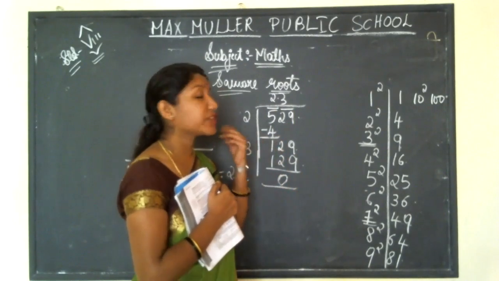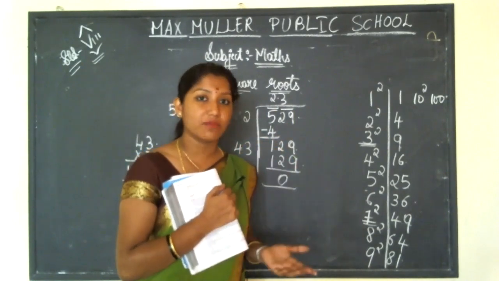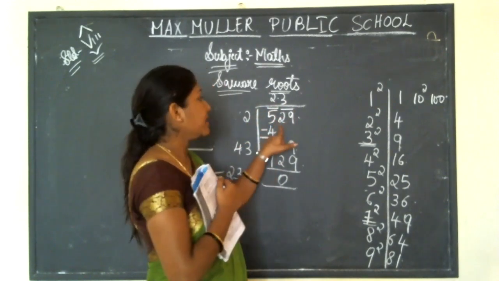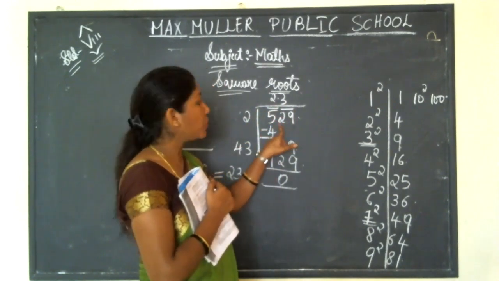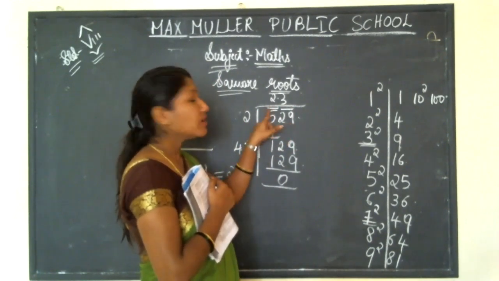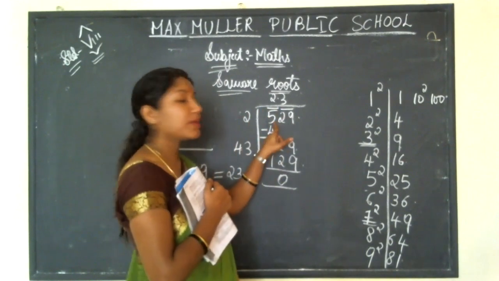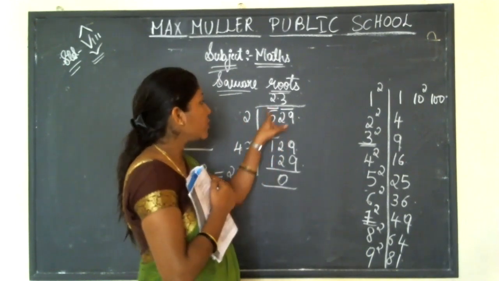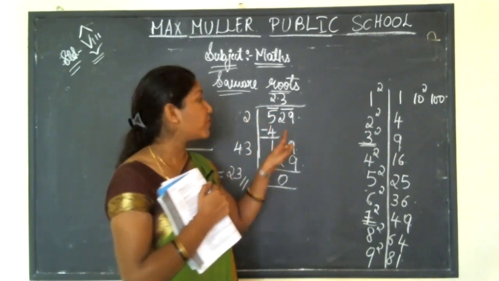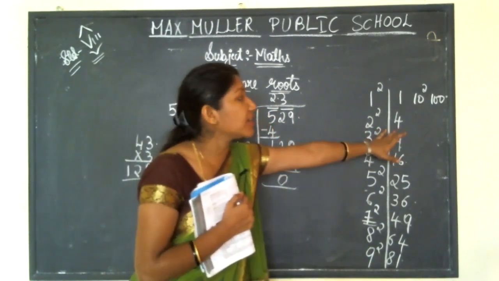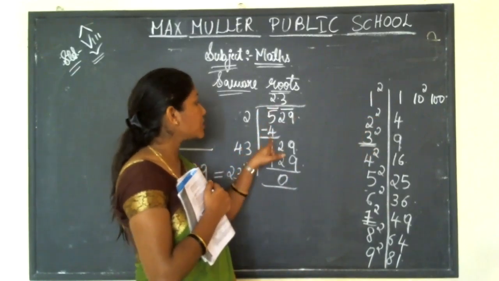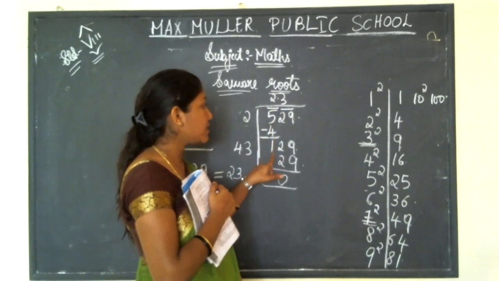Yes, of course, if it is a 4 or 5 digit number, you have to group two numbers. Here you have grouped two numbers, and here there is only one number, so you keep one number, and you have to find the nearest square number for this 5. So the nearest square number for 5 is 4. 2 2s are 4. 5 minus 4 is 1.